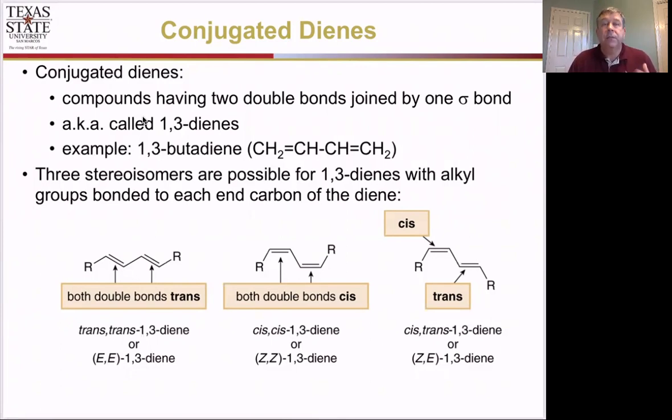We have three possible stereoisomers available to us in 1,3 dienes if we have alkyl groups attached to the ends of the chains. The first one we have is where we can have two trans double bonds, giving us a trans-trans 1,3 diene. Now remember, when you review chapter 7 for E and Z rules, E is similar to trans and cis is similar to Z. The other possible stereoisomer is the cis-cis diene right here. And then we also have the possibility of a cis-trans diene.